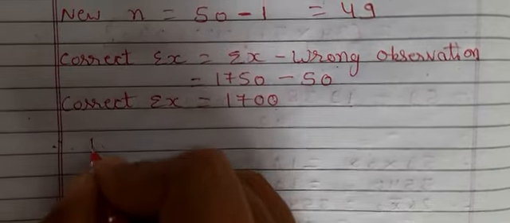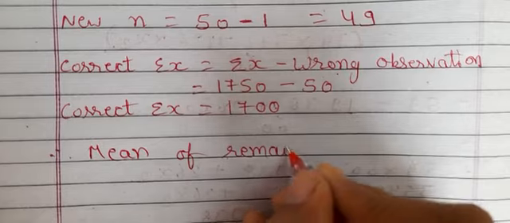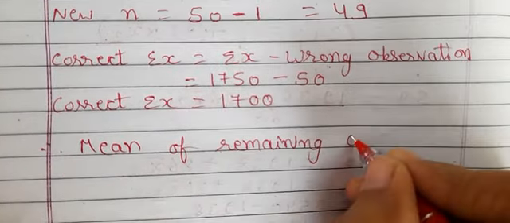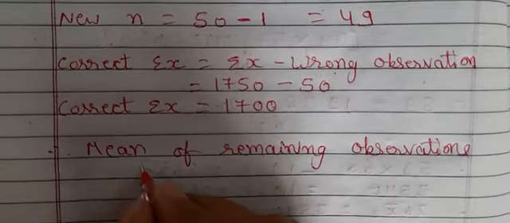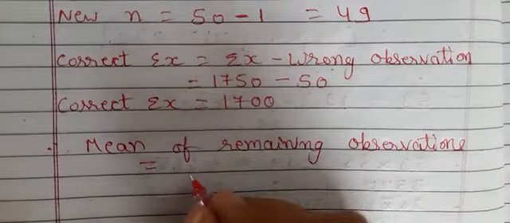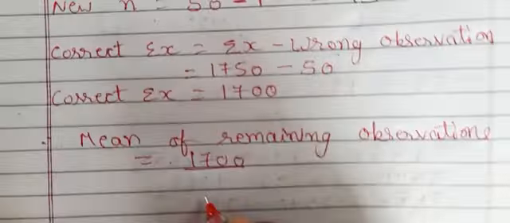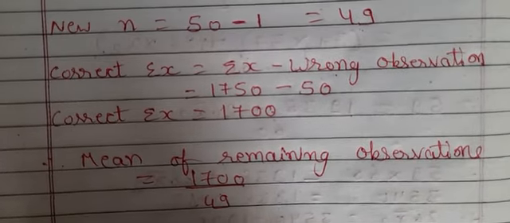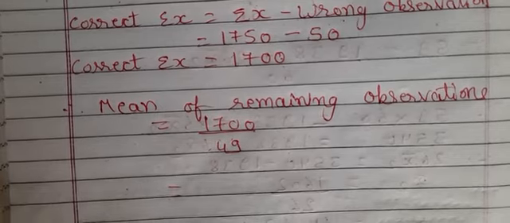Now we will find mean of remaining observations. Mean of remaining observations is equal to correct sigma x, 1700, divided by what is your new n? 49. So when you divide 1700 by 49, we will get our answer as 34.69. So that is our mean of remaining observations.